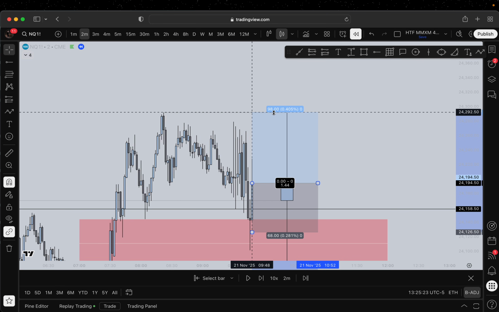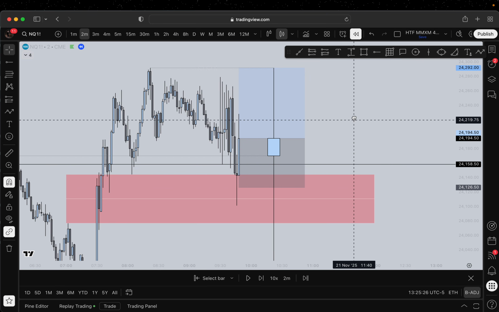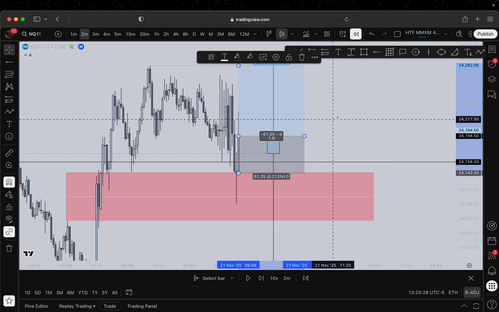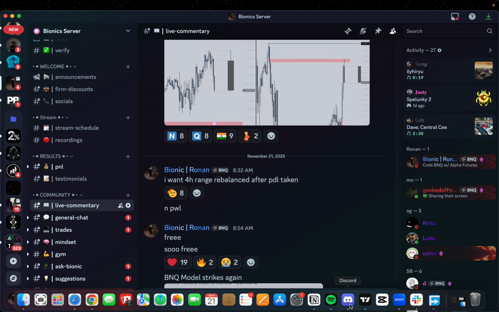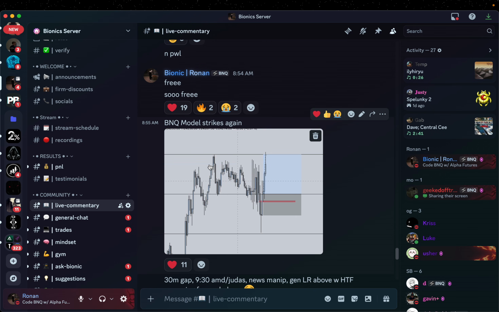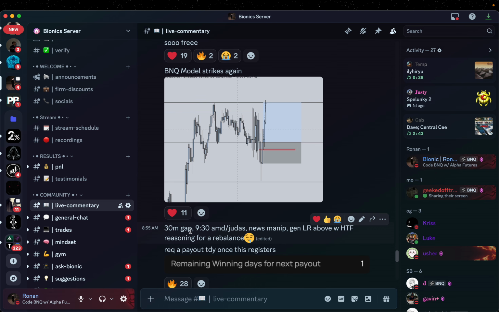You use all that displacement, continuations clear, of course. I had my stop loss at this body, and then we ran to the high and reversed off of that, but we're not really going to get into that. And then you can see BNQ model strikes again, 30-minute gap, tap 930 AMD Judas, news manipulation, generating LR above with high time frame reasoning for a rebound.